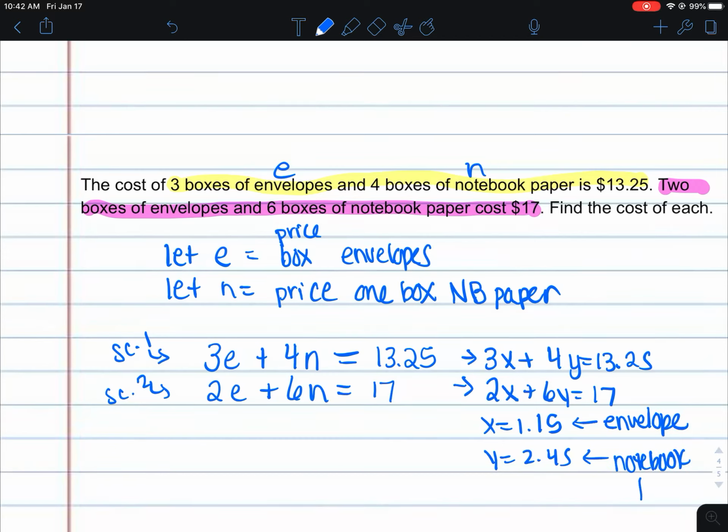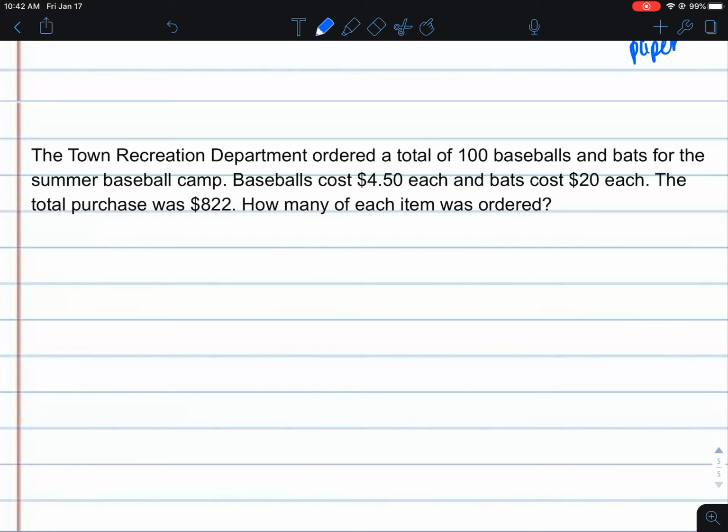Okay, this is the last question we're going to do in your notebook, and this is a very typical solution to systems word problem. So it says a town recreation department ordered a total of 100 baseballs and bats for a summer camp. The baseballs were $4.50. The bats cost $20. The total purchase was $822. How many of each were ordered? So in this case, you really are talking about two different things.